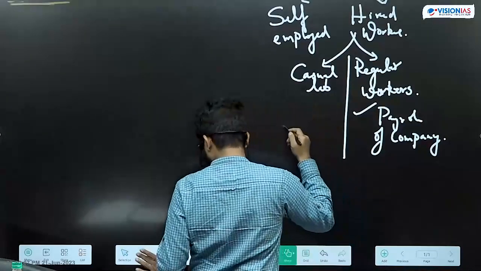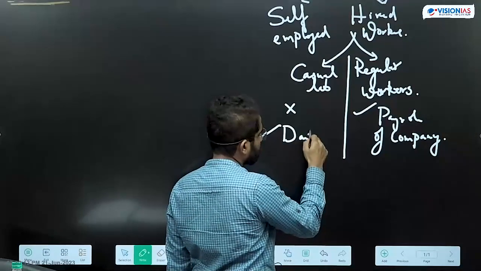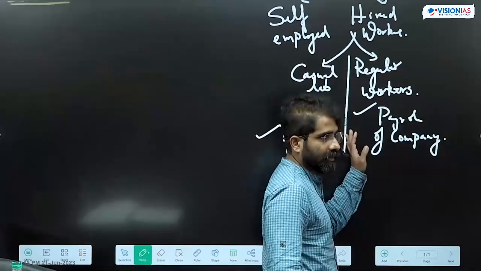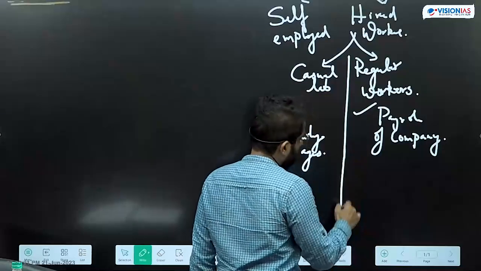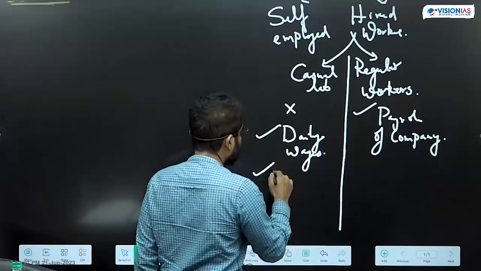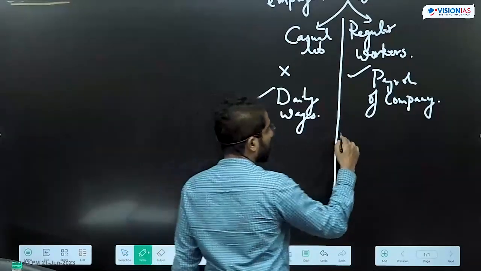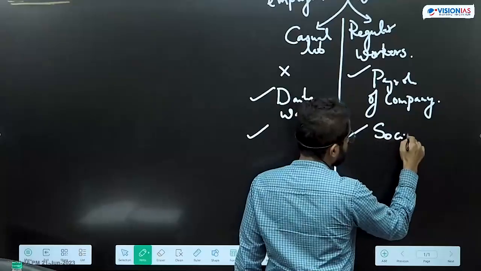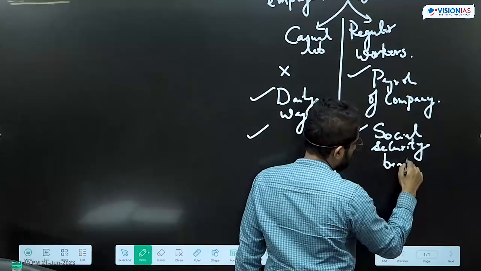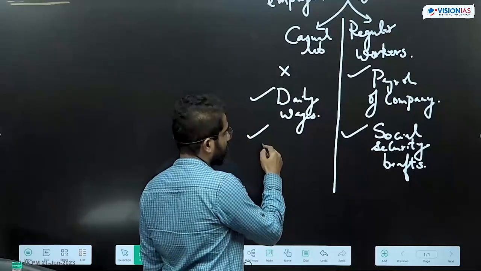Now, casual labor is not on the payroll of the company. They generally work for daily wages and are not on the permanent payroll. All social security benefits will not be there for them. There will be a few, but the regular worker has all the social security benefits.